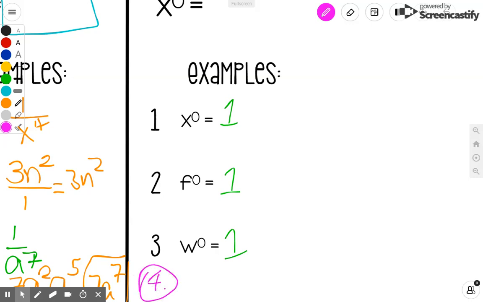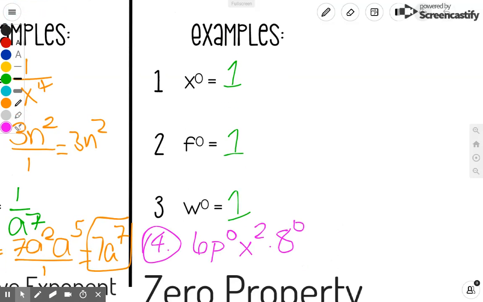Now let's make this one interesting. Let's make it 6p to the 0 x to the 2nd times 8 to the 0. Let's go ahead and simplify that. The 6 doesn't have anything on it, so I'm just going to write down the 6. P to the 0 is 1. And then x to the 2nd isn't anything special, and then 8 to the 0 is 1. And remember, this is all multiplication signs in between. So 6 times 1 times x squared times 1 is 6x squared.